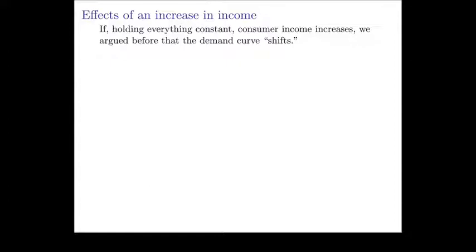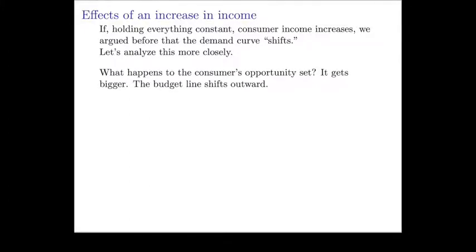In chapter 2, we said how if the consumer's income changes, that's going to cause a shift in the demand curve. So we're going to see now what that actually means and why it happens. What happens to the consumer's opportunity set if their income increases? By opportunity set, we mean the set of bundles that they have the opportunity to consume. Well, the budget line is going to shift outwards.